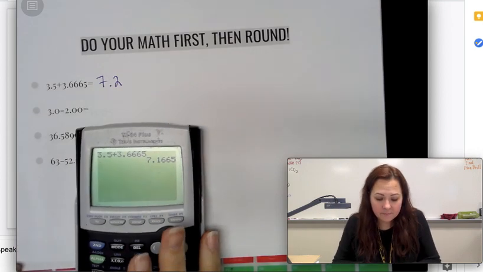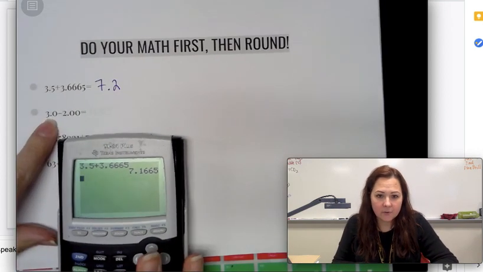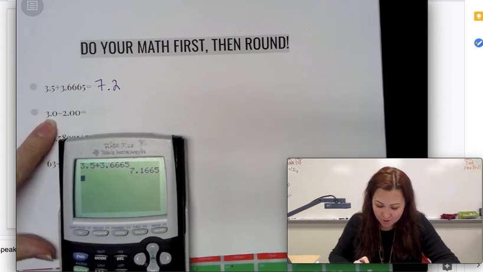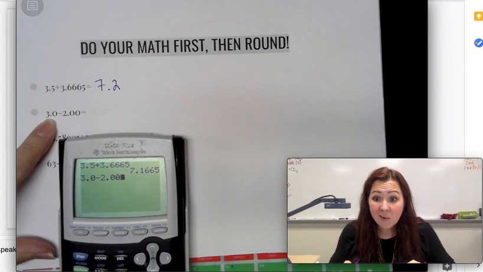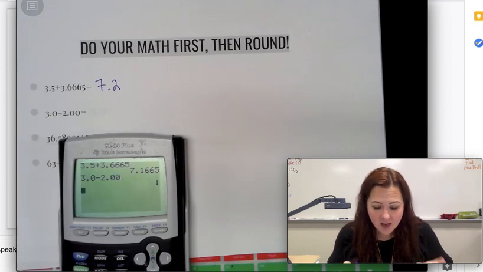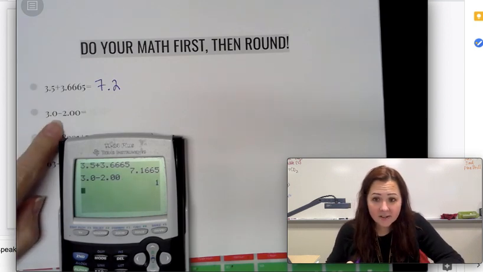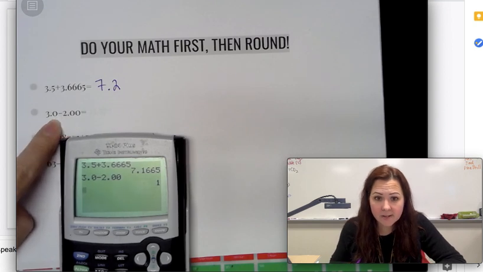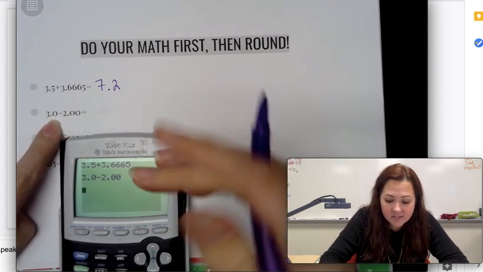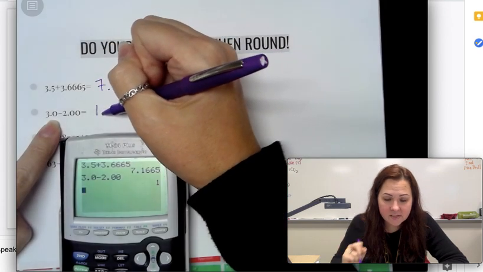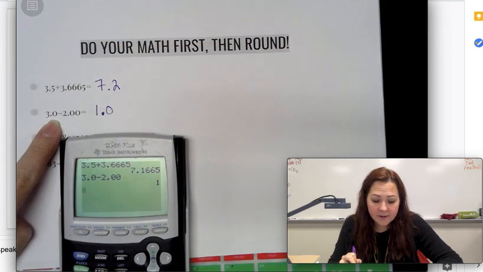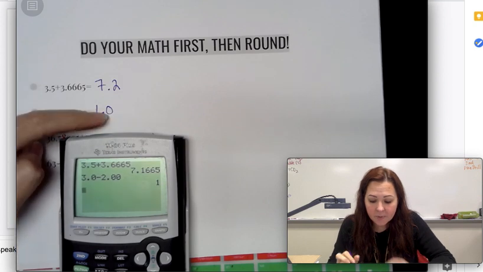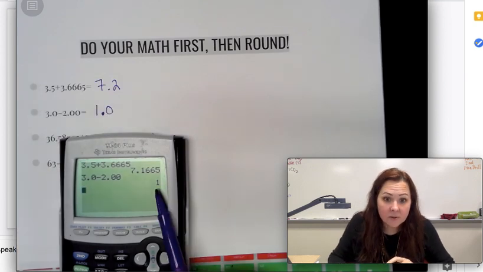The next one, again, I don't need a calculator for this, but I'm showing you the whole process. 3.0 minus 2.00. My calculator only says 1. However, I need to have 1 decimal place. That one has 1, that one has 2, so my answer can only have 1 decimal place. In this case, I'm going to write it out as 1.0. I have that one decimal place, which is what I need here, even though it's not written in my calculator here.